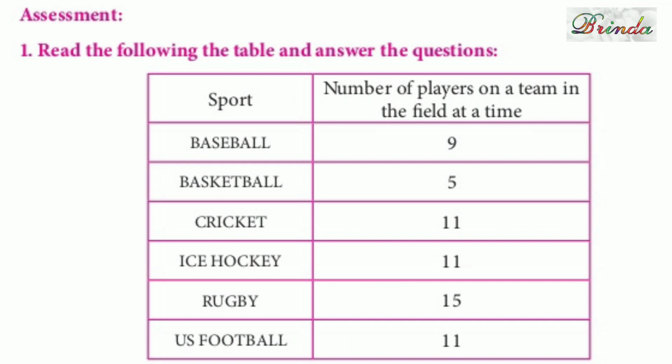First one, read the following table and answer the questions. Here you have some sports and the number of players on a team in the field at a time. So for baseball, we have 9 players. And basketball, 5 players. Cricket, 11. Ice hockey, 11. Rugby, 15. And US football, 11 players. So using this, we have to write the answers.